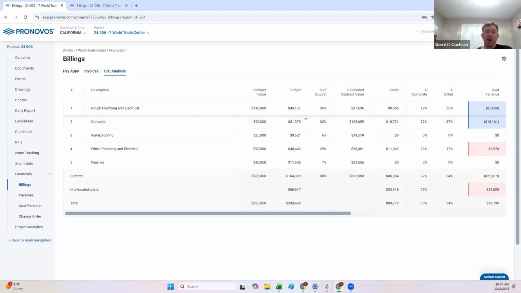Very nice. Okay. So what is the calculated contract value? Yeah, so the reason we want to do this mapping here and get to what the budget is that we have associated with each line item and the percent of the total budget is we want to get to this calculated contract value.